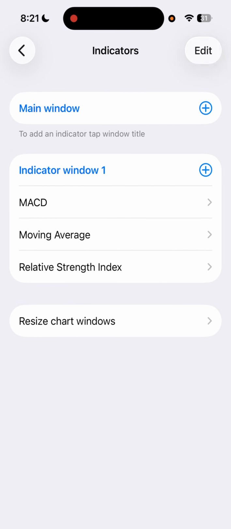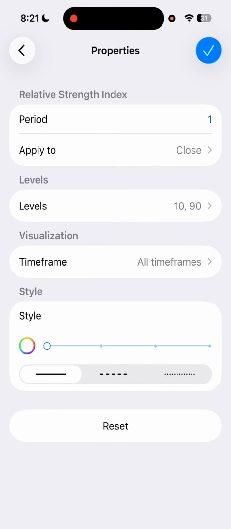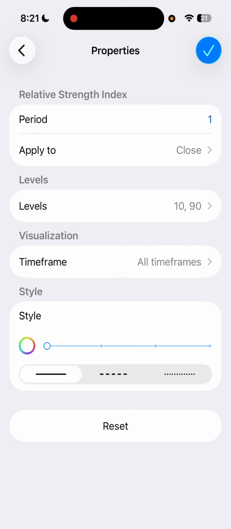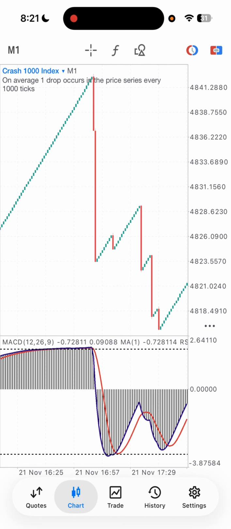Then the third indicator, Relative Strength Index, period 1, then apply to Close, with levels 10 and 90, as you can see at this point. Then for the style, you put it to 4 pixels, color black, then you click on save. Then the style right here, you want to put that to 1 pixel, color white, then you click on save as well.